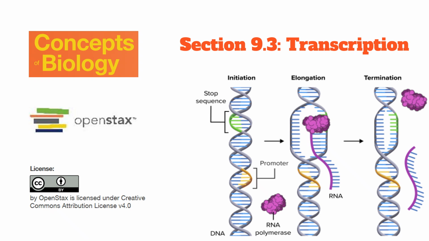Welcome to section 9.3, Transcription. In this section, we'll explore transcription, the first major step in the central dogma of molecular biology. Transcription is the process of making an RNA copy from a DNA template. It's essential because DNA never leaves the nucleus in eukaryotes, but the cell still needs a way to use that information to build proteins. Transcription provides that messenger.